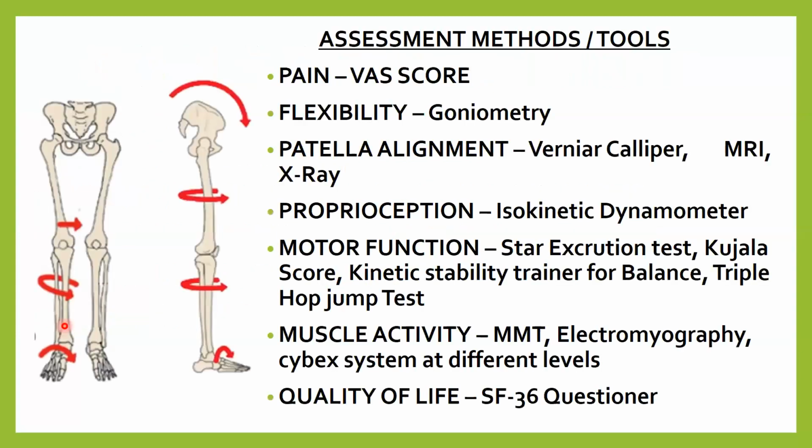Some of the assessments we use are the pain score, flexibility using a goniometer, the patellar alignment and other things discussed in the earlier talks, proprioception, and strength using isokinetic testing, what we use is the Isoshift, and motor functions using some tests: the J-sign, the apprehension test, the Kujala score, the kinetic stability, single leg hop test, step down test, and then some quality of life questionnaires.